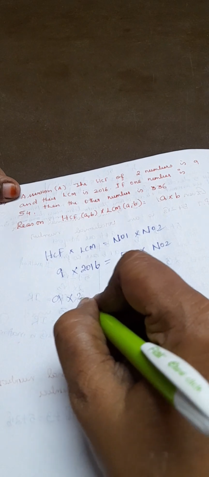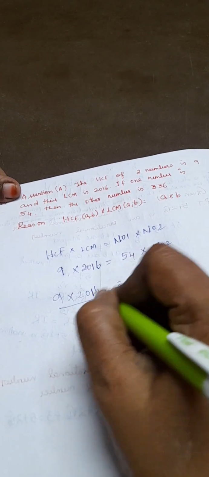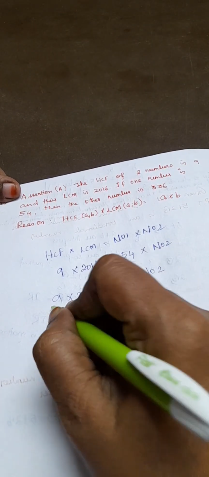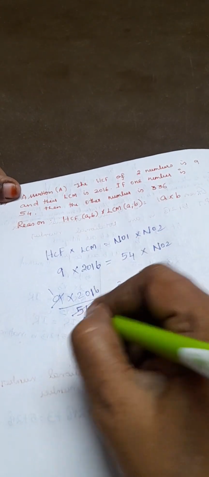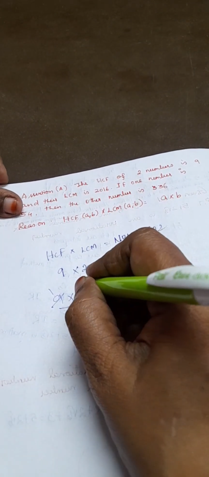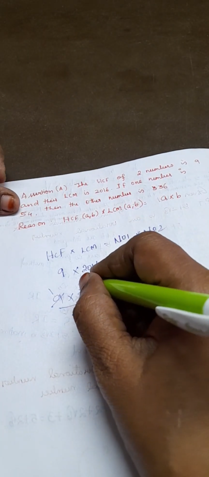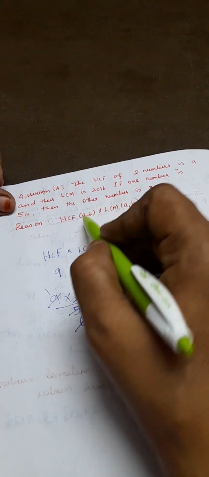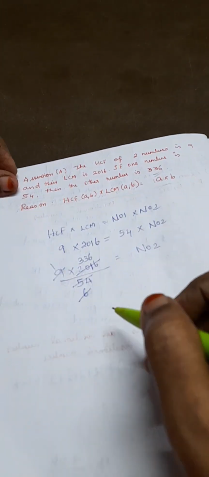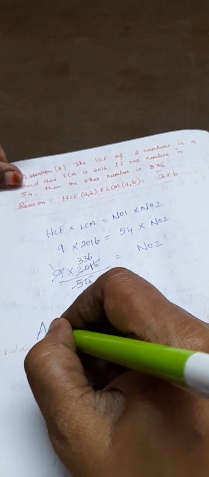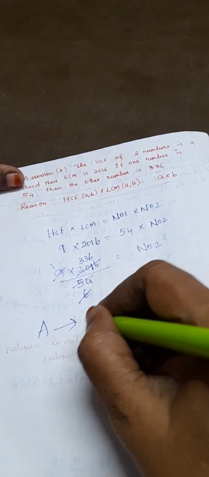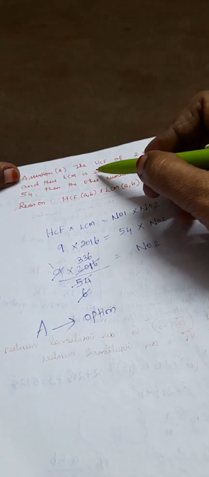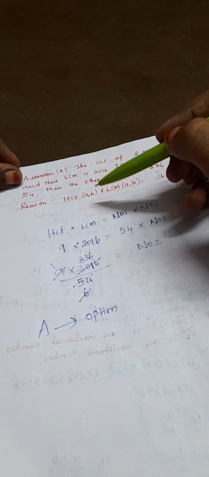So 9 into 2016, this 54 will come down, right? And cancel: 9 ones are 9, 6 nines are 54. Then 6 into 2016: 3 sixes are 18, remainder 21, 3 sixes are 18, remainder 36, 336 is correct. And we have applied this formula only, right? Hence assertion A, option A is the answer, right? Option A, that is, both assertion and reason are true, and reason is a correct explanation of the assertion, right? Now shall we go to the next one?